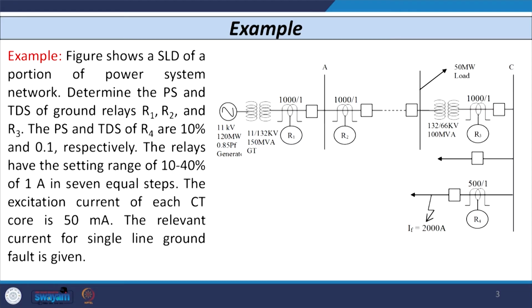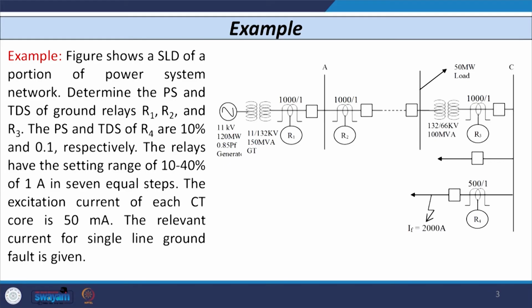What we need to do is, in this case the plug setting and time dial setting of relay R4 is given, that is 10% and 0.1, and we need to find out the plug setting and time dial setting of R1, R2 and R3. The excitation current of each line CT is also given as 0.05 ampere, 50 milliampere, and with this background we need to solve the example.